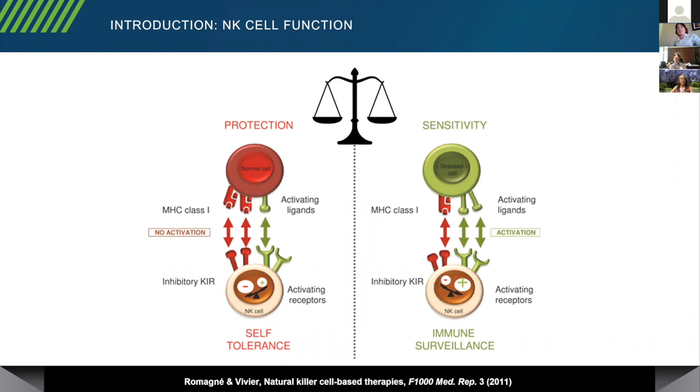Okay, so this was the most simple model, only considering the inhibitory receptors. In reality, it's more complicated. In addition to inhibitory receptors, we also have activating ligands. So if a cell is in distress, it can display those activating ligands on its surface, and thereby also trigger activation of the natural killer cell. And oftentimes it's a balance between the ratio of inhibitory and activating receptors that determines if a natural killer cell will respond or not.